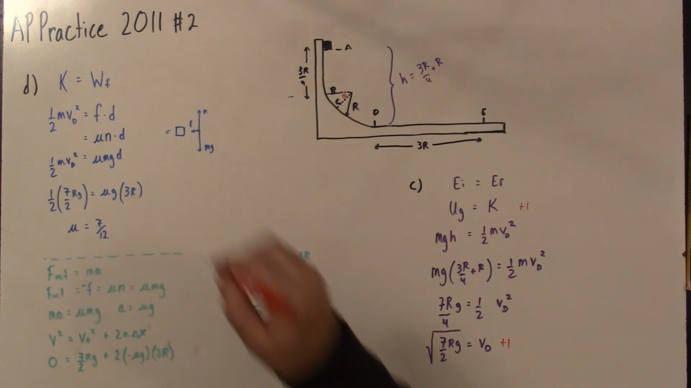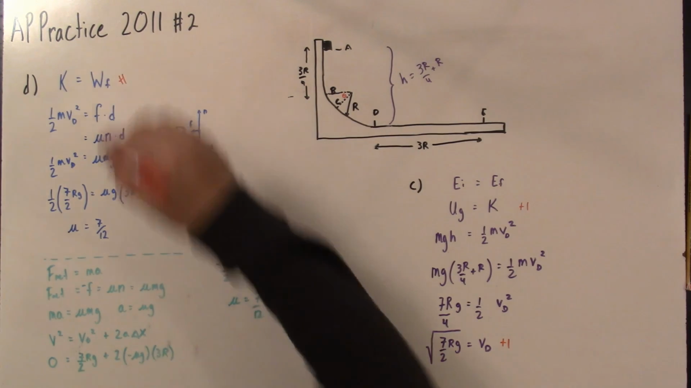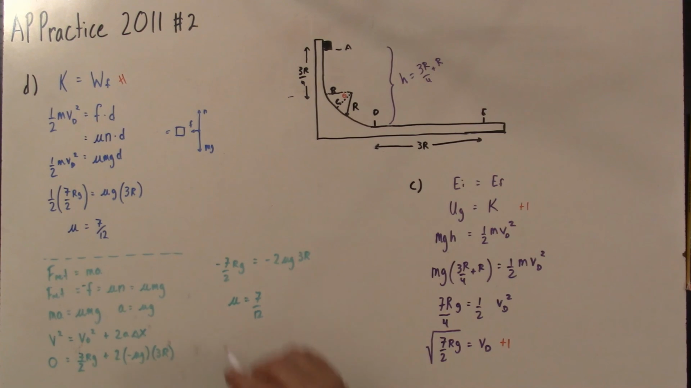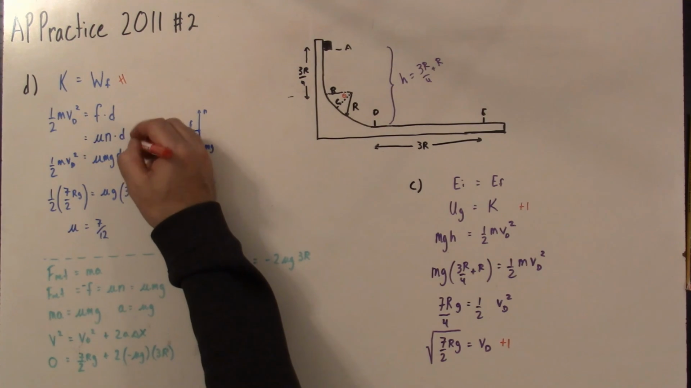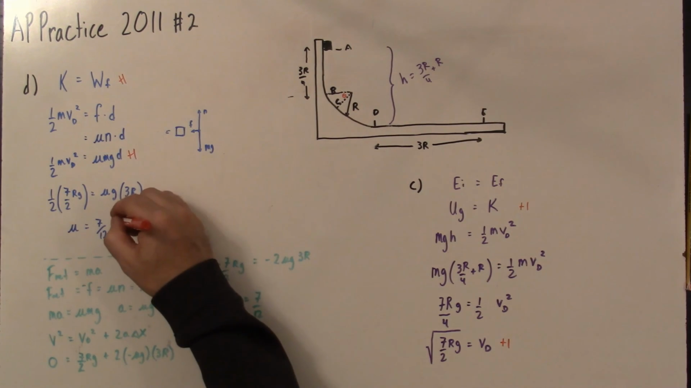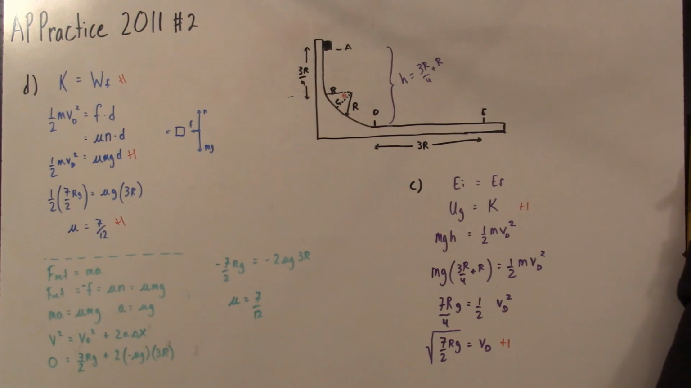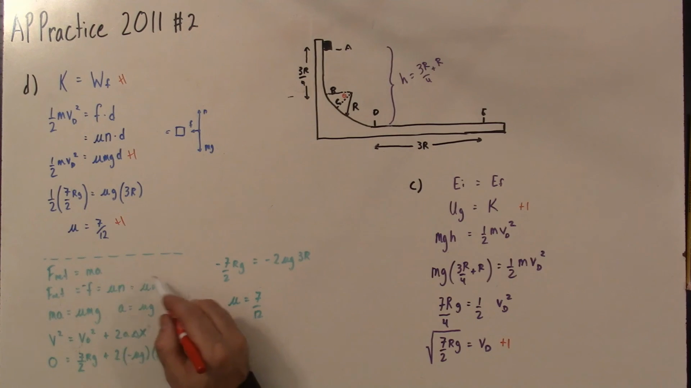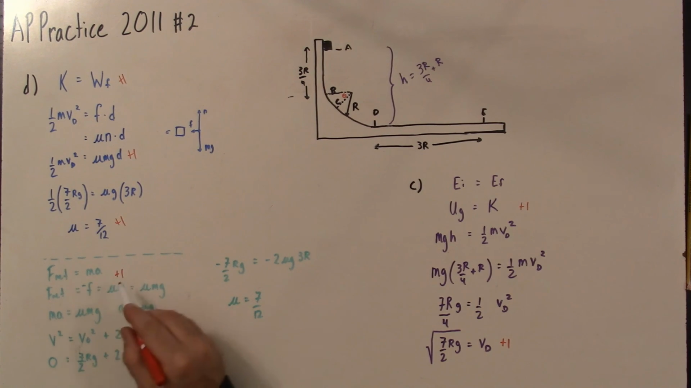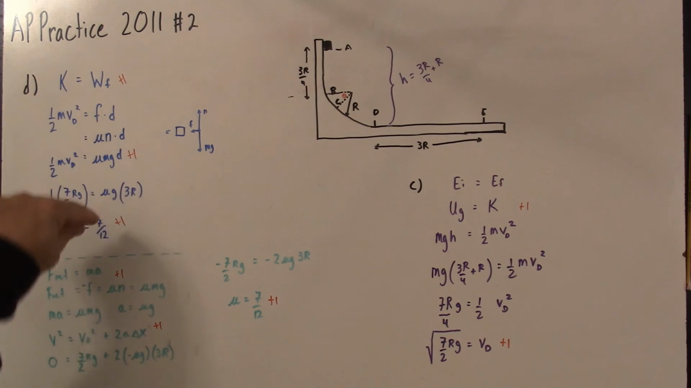So if you use the work energy approach, you get 1 point for this, 1 point for the correct frictional force expression and then 1 point for the answer. If you do the kinematics approach, you get 1 point for applying Newton's second law, 1 point for applying the correct velocity equation, and 1 point for the answer. This is not 6, it's 3 or 3.